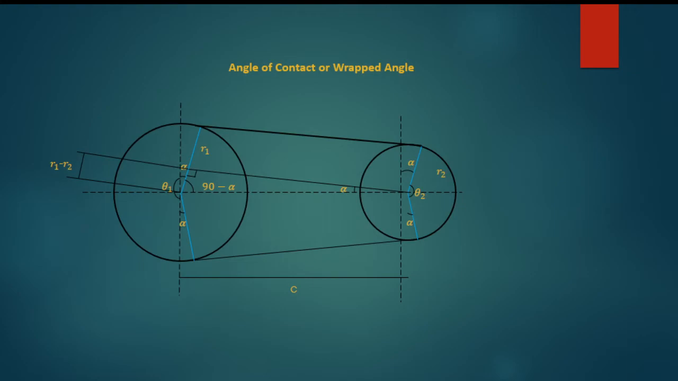So let us now move to angle of contact or wrap angle. Again, let us refer to this figure. We know that this triangle, we can form a trigonometric function in terms of sine. So sine alpha is equal to R1 minus R2, the opposite side of this triangle, over the hypotenuse, which is the center distance of these two pulleys. So sine alpha is R1 minus R2 over C, or in terms of diameter, diameter 1 minus diameter 2 over twice the center.